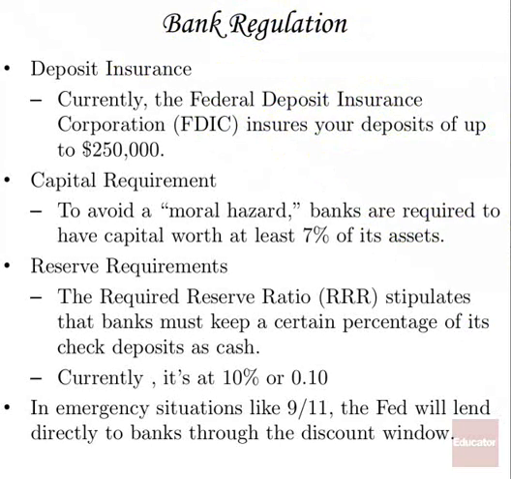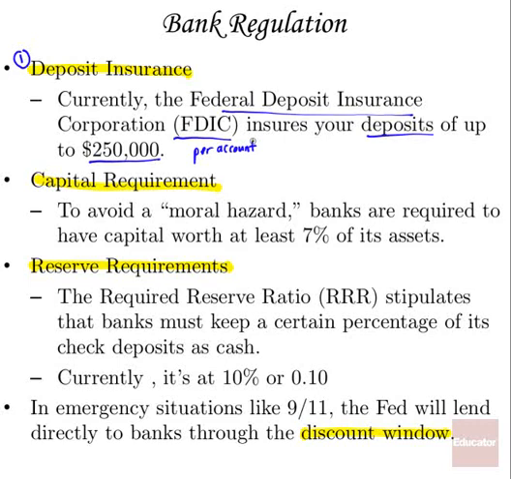Okay, so as a way to try to regulate that, there are some bank regulations that are put into place. There's deposit insurance, capital requirements, reserve requirements, and there's something called the discount window that we'll briefly discuss here. So the first situation here, deposit insurance. Currently the FDIC, or the Federal Deposit Insurance Corporation, insures your deposits of up to $250,000 per account. So let's say you have 2 accounts with Bank of America.